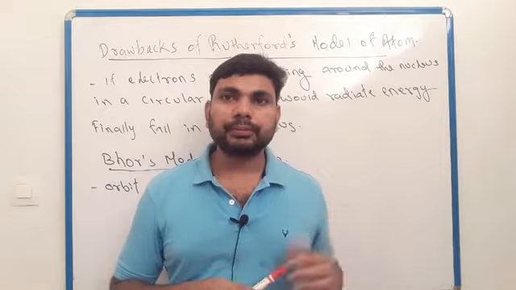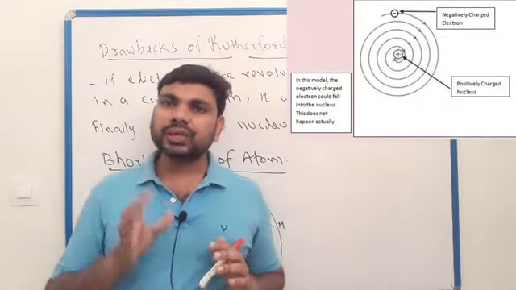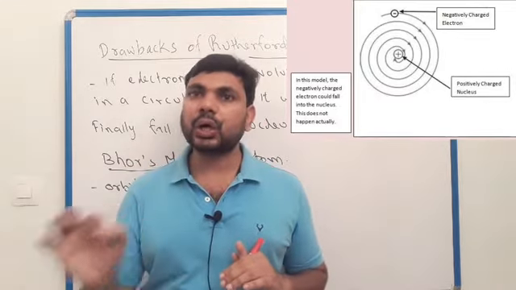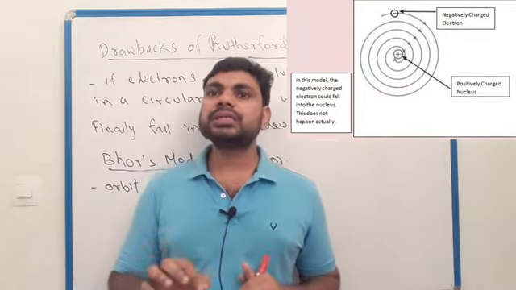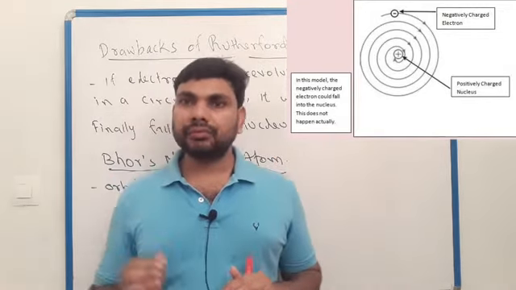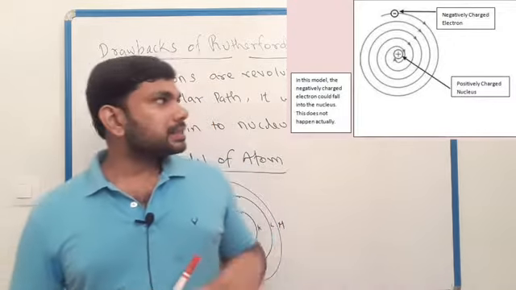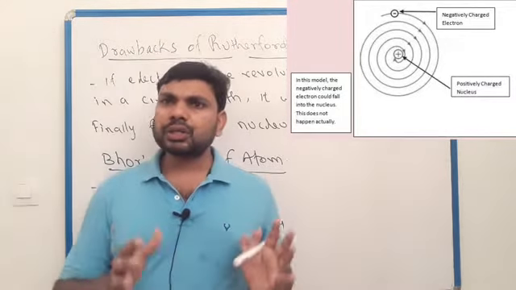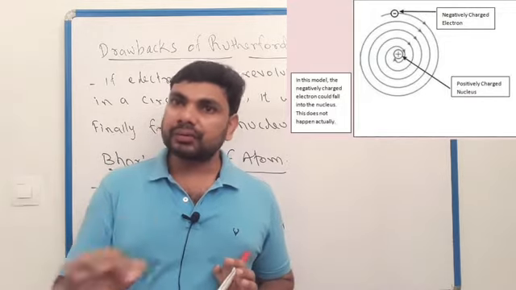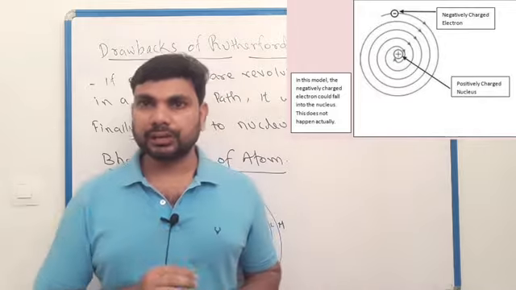See this picture. We discussed the Rutherford model of atom. According to the Rutherford model of atom, in the middle there is a positively charged center called the nucleus. Around the nucleus, negatively charged electrons are revolving. This is the Rutherford model of atom. Okay, see here in this picture. According to the Rutherford model of atom, negatively charged electrons are revolving around the positively charged center.